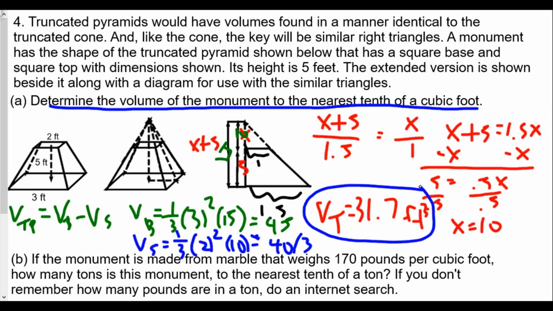Okay, all right. Sorry about that, ladies and gentlemen. All right, so we first found the height of both the small pyramid on top and the original pyramid, and we find the volume of each one and subtract.